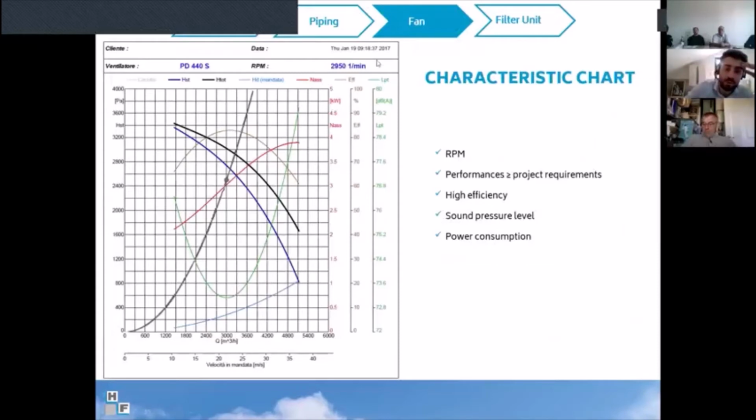First of all, this is, for example, the characteristic chart of our Pulsatron with the cartridges. First of all, we have to understand the rotation per minute of the fan at which the curve, the characteristic chart, is calculated. We can see different lines in this graph. This is the blue one. This one is the static pressure that the fan is able to guarantee.